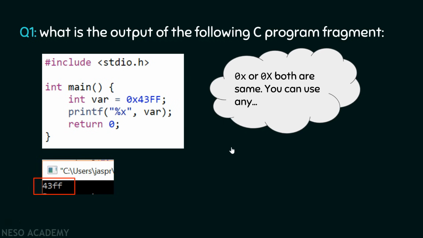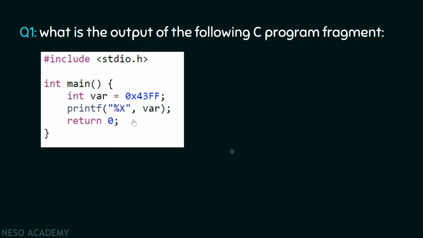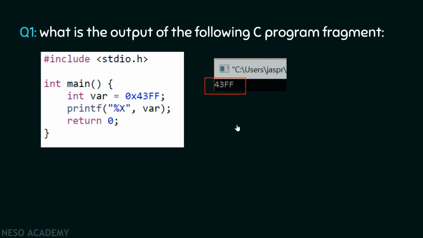There is no difference in that case. But yes, one thing that you need to note here is that if we change this small x to capital X over here as a format specifier, then the output printed would be 43 capital F capital F. Please note down this thing. Previously the output is 43 small f small f. In this case the output is 43 capital F capital F. So please be careful about such things. If you're using %X, then the output would be capital F capital F. And if you're using small x, then the output would be small f in this case.